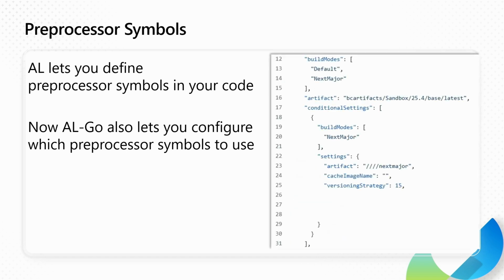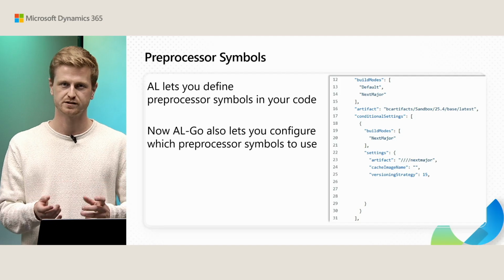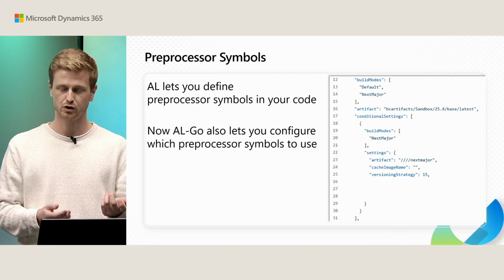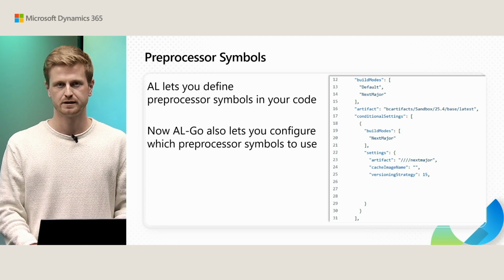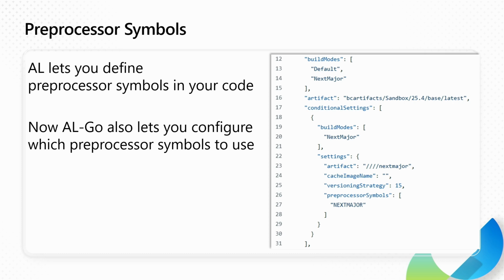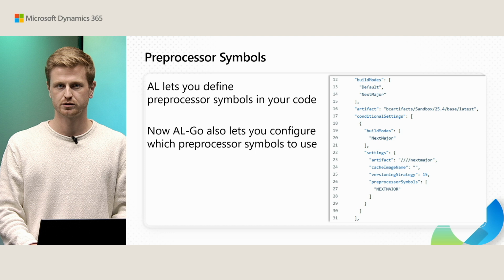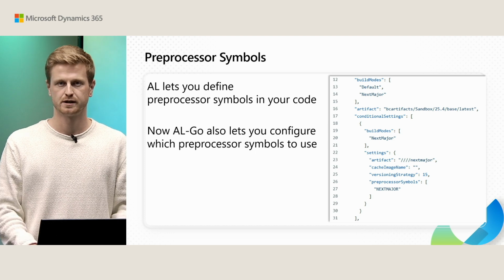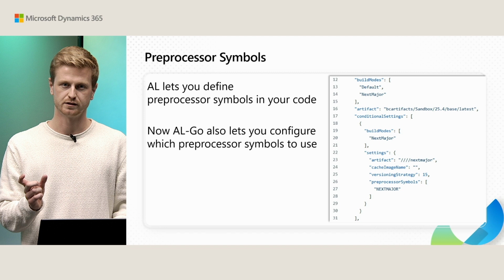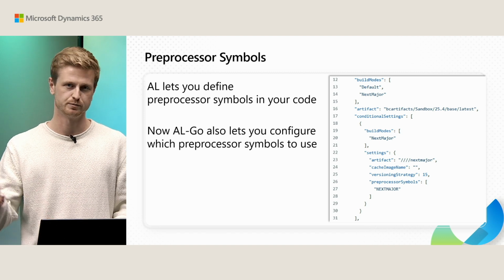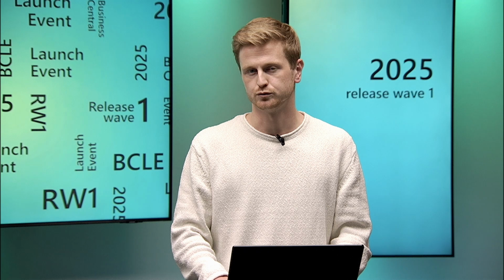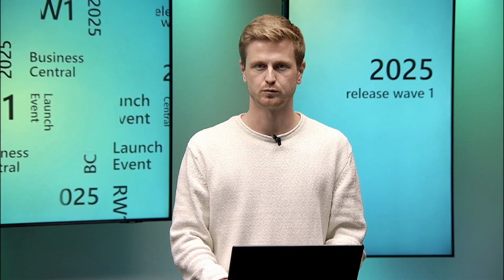If we go back to the previous example around conditional settings, you can also apply preprocessor symbols in this situation as well. So you could imagine that your AL project has some different logic based on whether you're building the default version or the next major version. And so in your conditional settings, you can just add the preprocessor symbols that you need. So in this case, just add the next major preprocessor symbol if that's what you're using. And ALGO will build using the next major preprocessor symbols in the next major build mode. And in the default mode, it won't use these preprocessor symbols.